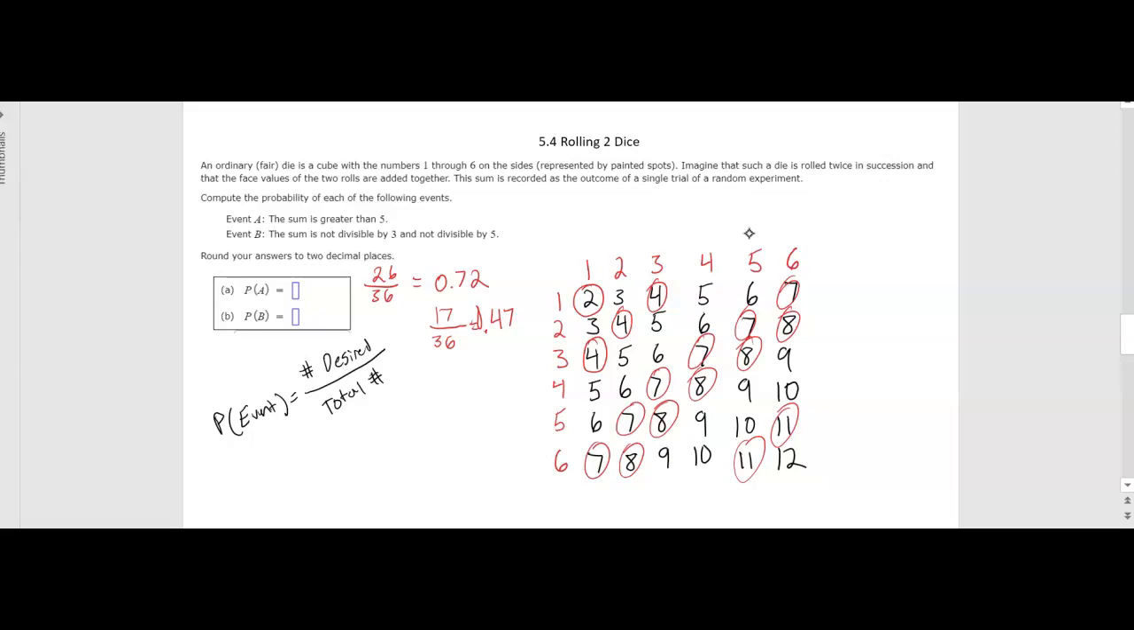I think that once you kind of see this and you look at the sample space, these are a lot easier than some of the other problems that we've done.